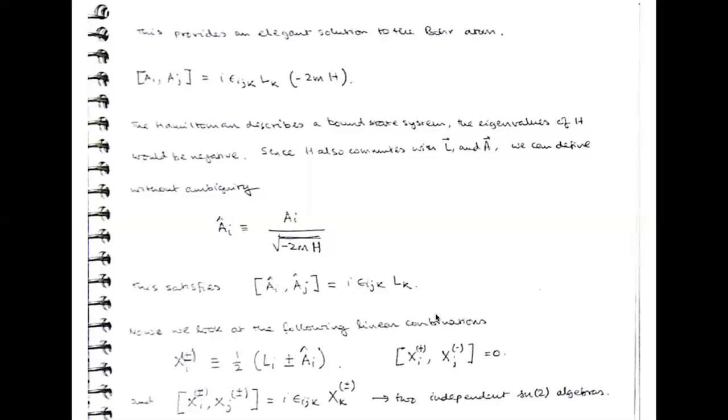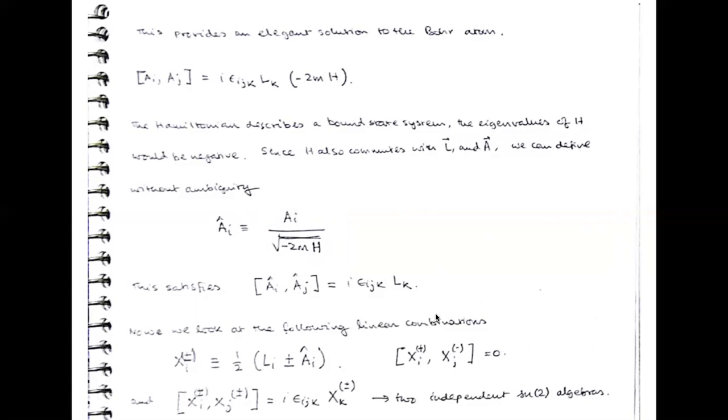So as I said earlier, the Bohr atom is going to describe a bound system. So the energy eigenvalues will have a sign to. So in that case, what you get out here is not a problem, and so we can define something called AI hat, whereby we also are going to divide it throughout by minus twice mh.